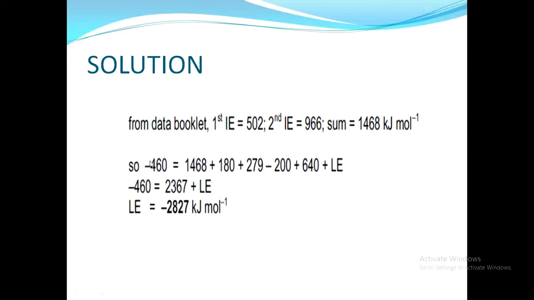Minus 460 represents the enthalpy of formation of barium sulfide. 1468 represents the first and second ionization energy of barium summed up, while 180 represents the atomization enthalpy of barium, while 279 represents the atomization enthalpy of sulfur, while the first electron affinity of sulfur is given to be minus 200 and the second electron affinity of sulfur is given to be 640, plus the lattice energy.